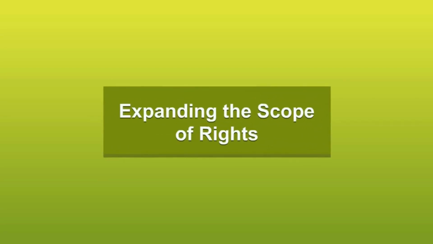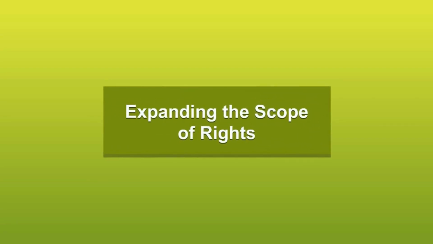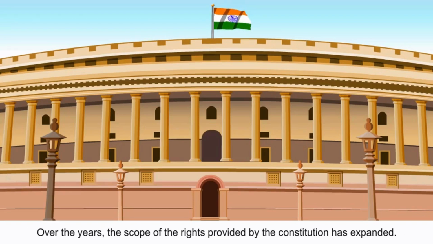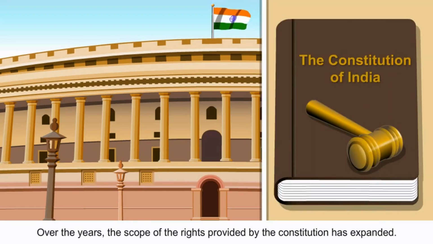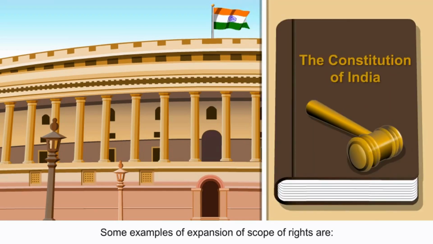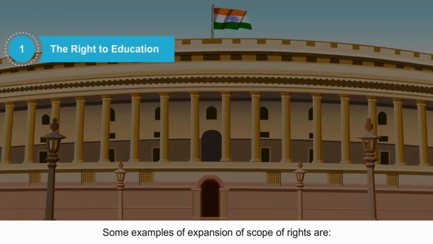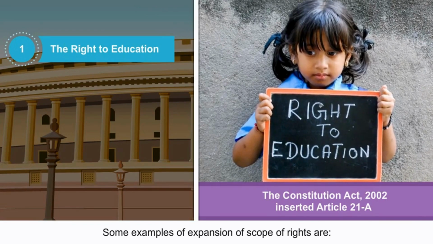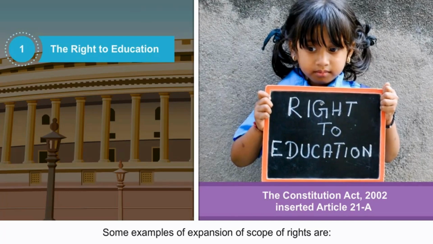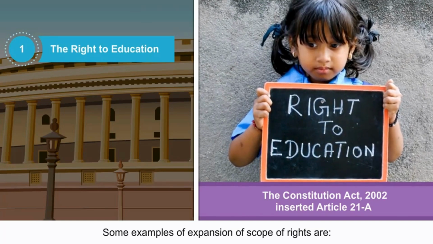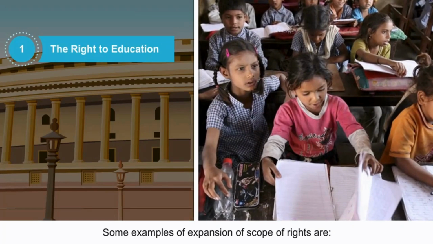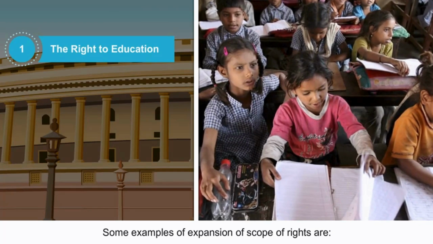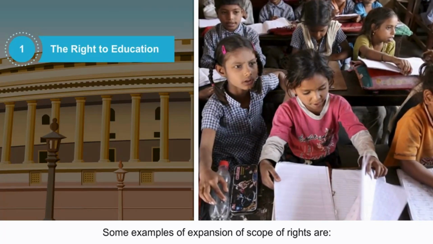Expanding the scope of rights. Over the years, the scope of the rights provided by the Constitution has expanded. Some examples of expansion of scope of rights are: 1. The right to education has been included recently. School education has become a right for Indian citizens. The governments are responsible for providing free and compulsory education to all children up to the age of 14 years.